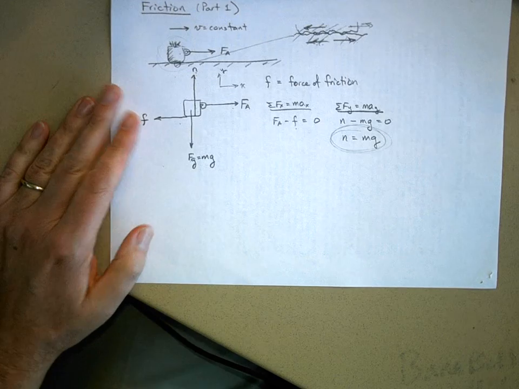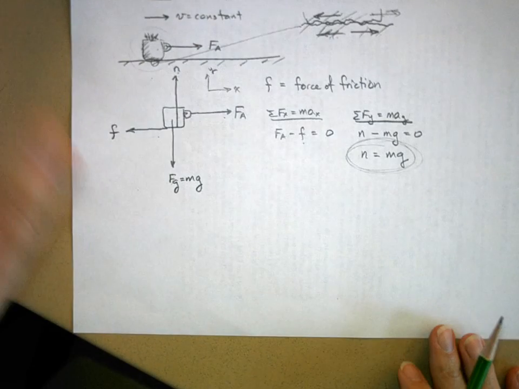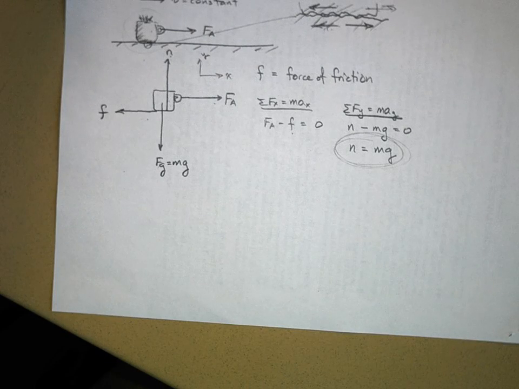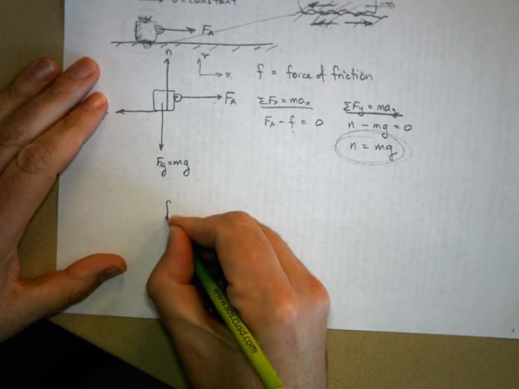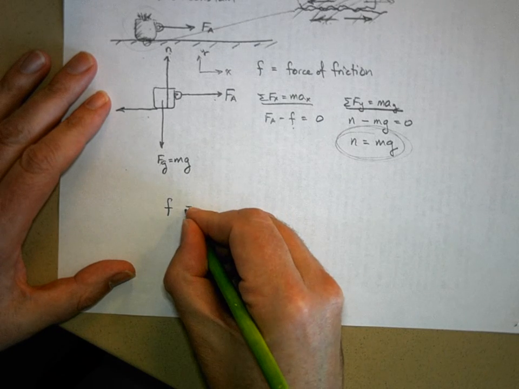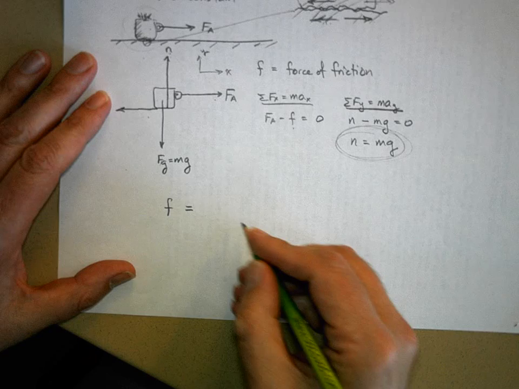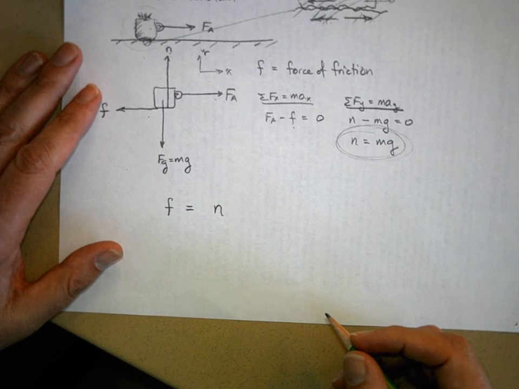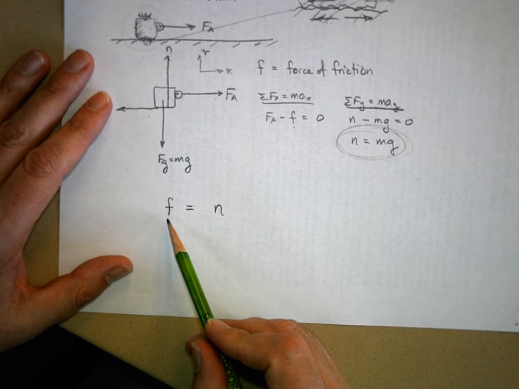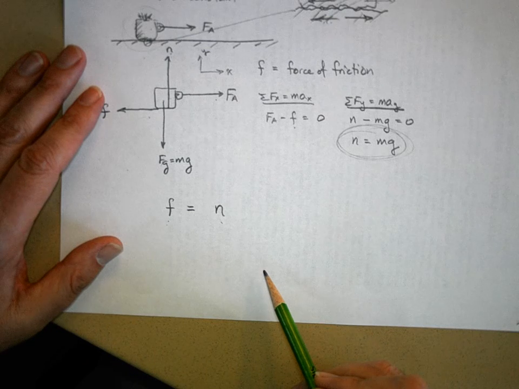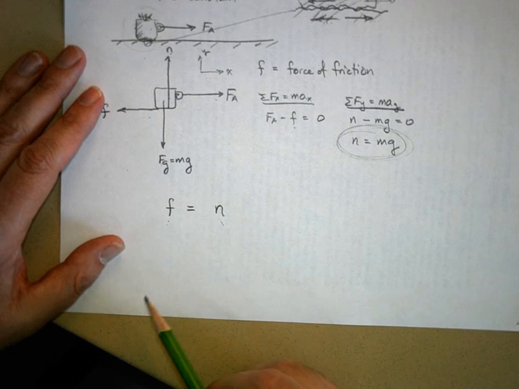Here's what I'm going to contend, and we can do a little lab activity and show this, and maybe we will if we have time. Here's what I'm going to maintain. The force of friction is going to be directly proportional to the normal force. So if you double the normal force, you're going to double friction. If there's no normal force at all, you have no friction.